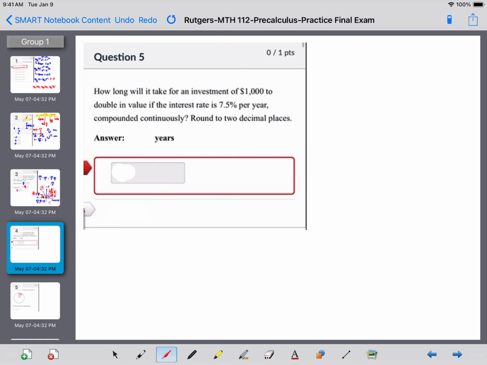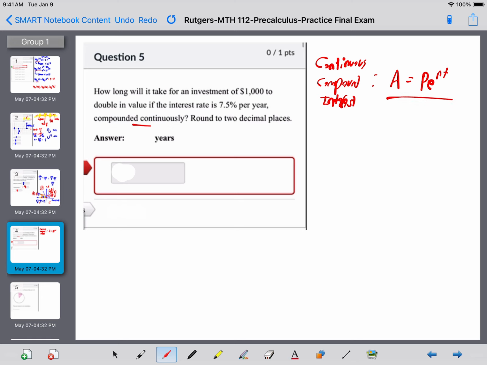Okay, question 5. How long will it take for an investment of $1,000 to double in value if the interest rate is 7.5% per year compounded continuously? The continuous compound interest formula is A equals P times E to the RT. If it's a finite amount of times that it's compounded, then you would use the formula A equals P times 1 plus R over N to the NT.